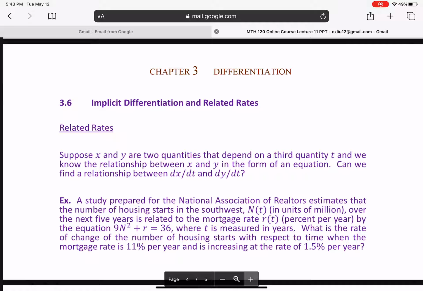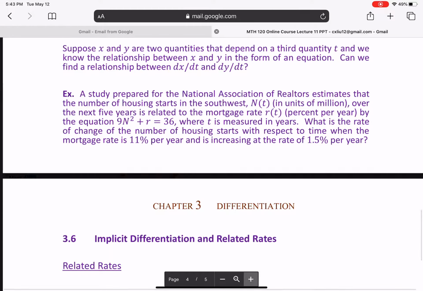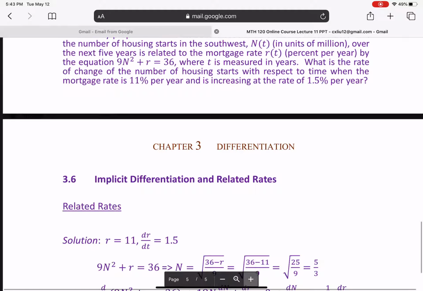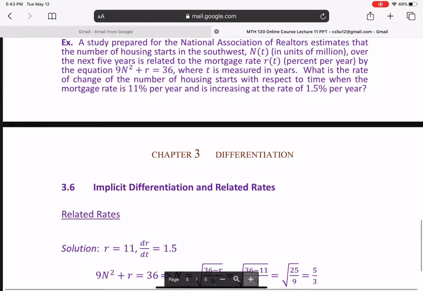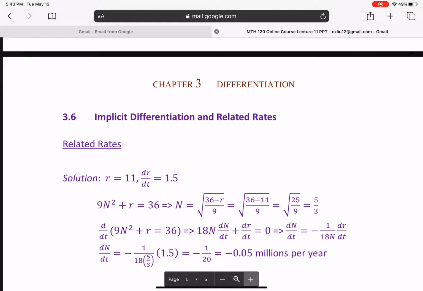So we are given the rate of change of the mortgage rate, and we need to find the rate of change of the housing starts. We solve for n first from this equation. The equation is 9n squared plus r equals 36. And r is 11 in units of percent per year, and dr over dt is 1.5 in units of percent per year. So we can solve for n to get n equals the square root of (36 minus r) over 9. Plug in 11 for r, we get n equals 5 over 3.